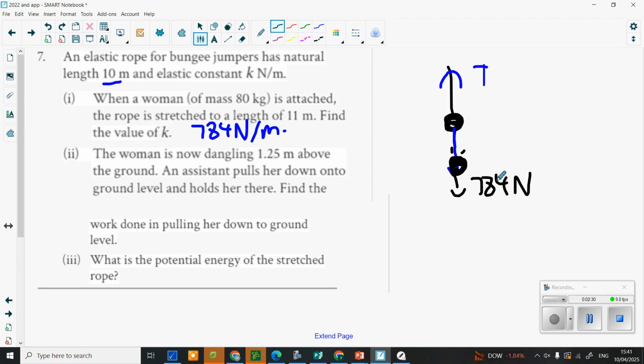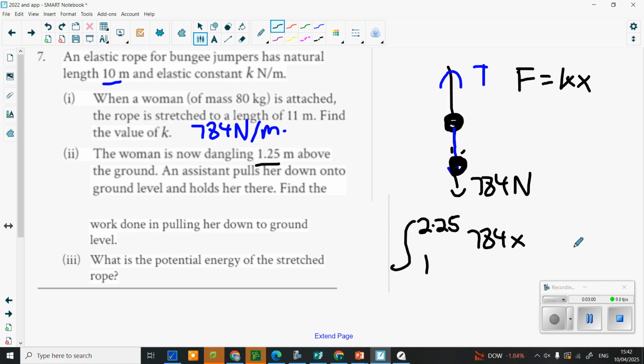Okay, so we're going to have to find the work done here. The work done will be the following formula. We were already 1 meter extended, correct? How many meters are we extended in the end? An extra 1.25, which is 2.25 in total. Our force is K times X, which is 784X.